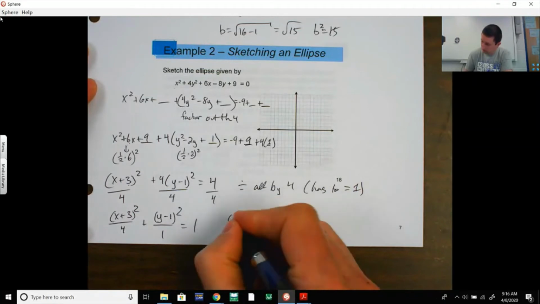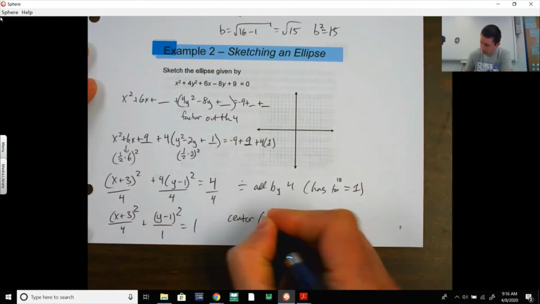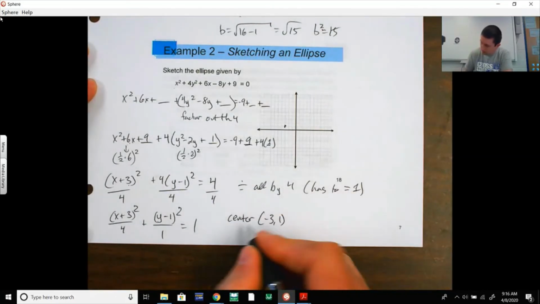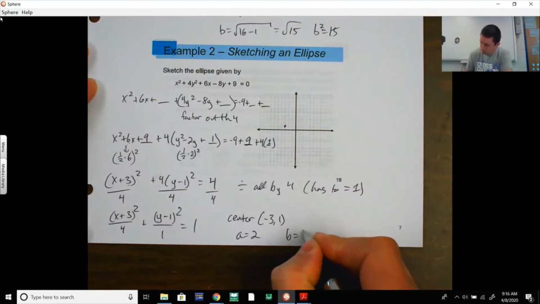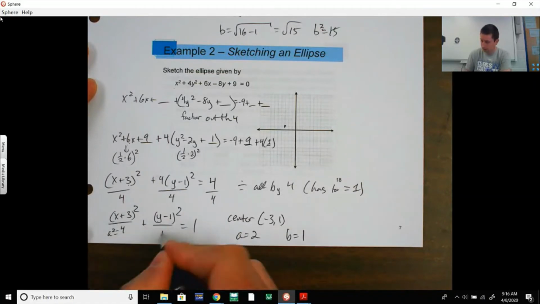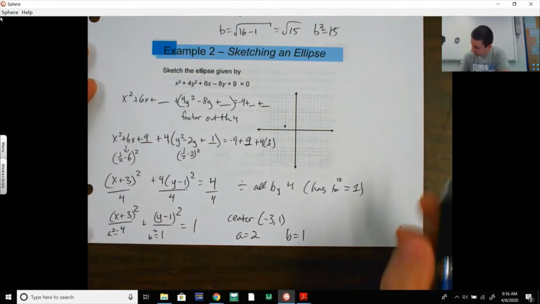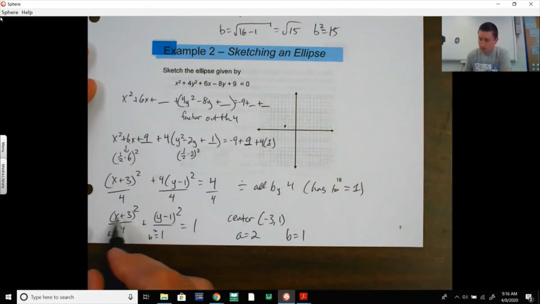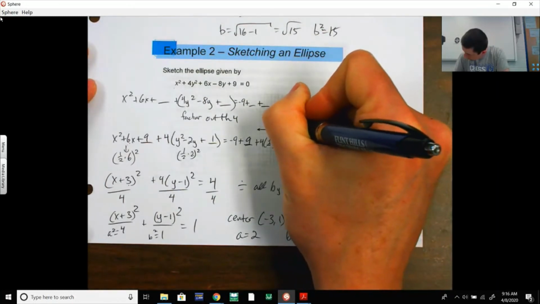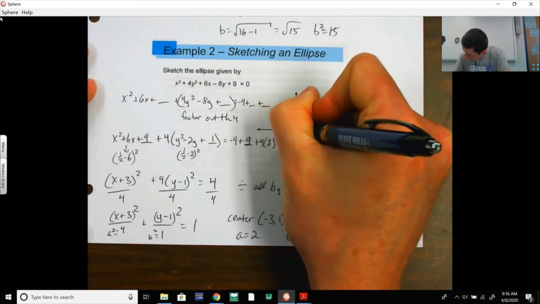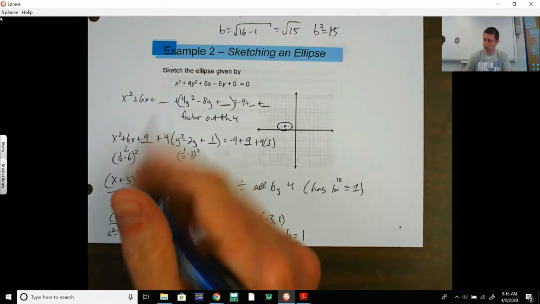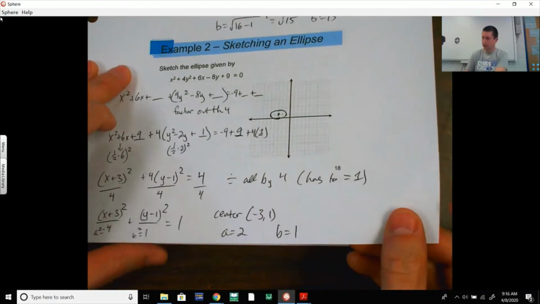So your ellipse is going to have a center of negative 3, 1. There's my center. A is going to be 2 and B is going to be 1 because this is A squared, which is 4, and this is B squared. It's going to be horizontal because the x has the larger number. So right 2, up 1, left 2, down 1. Very itty bitty tiny ellipse in there. There you go. So completing the square is something that will be good to have in your toolbox.